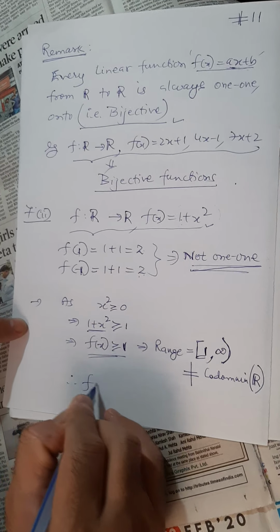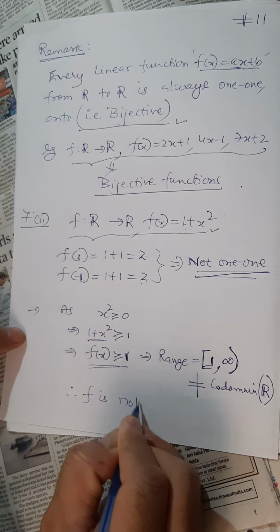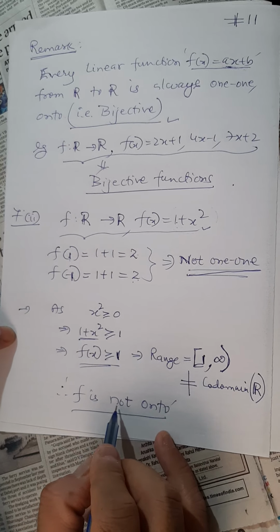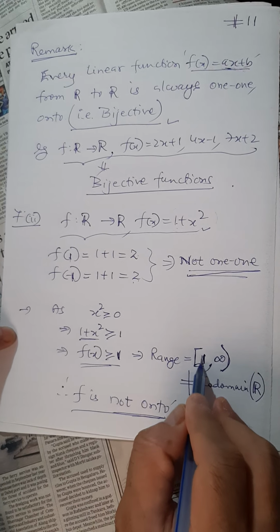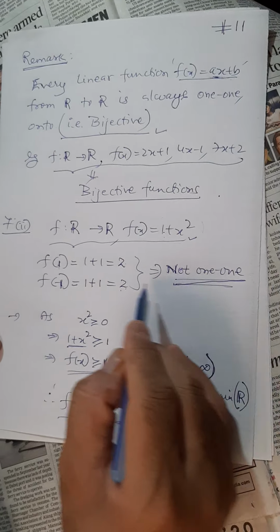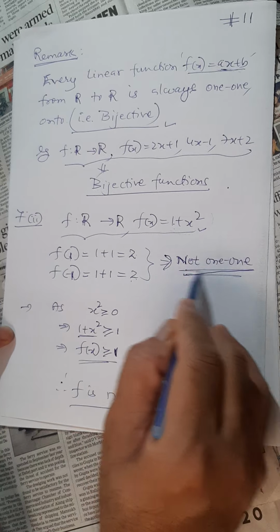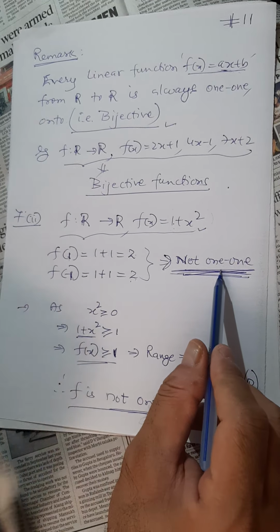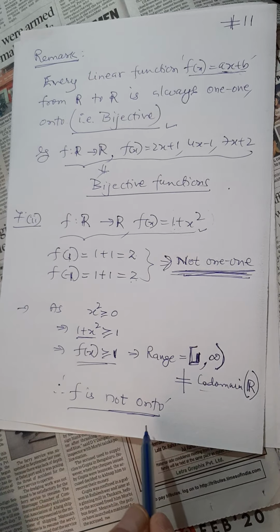So therefore f is not onto. Whenever you are saying that it is not onto, you need to show that the range is not equal to the codomain. For the 1-1 part, one example is sufficient. So not 1-1 here, because here two different members are having the same image. So not 1-1, not onto.